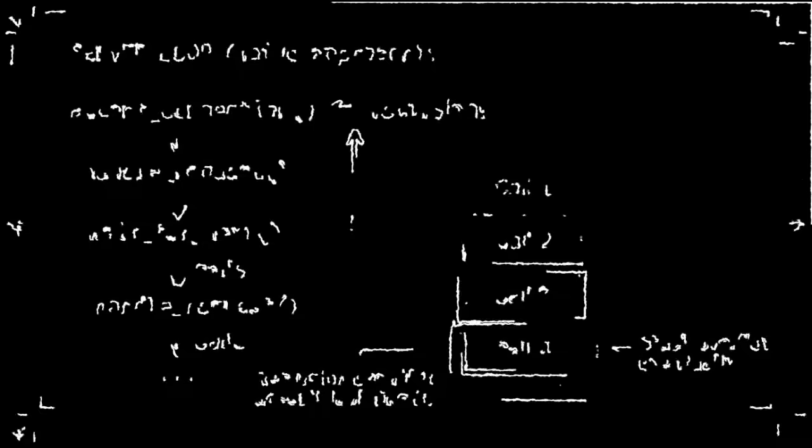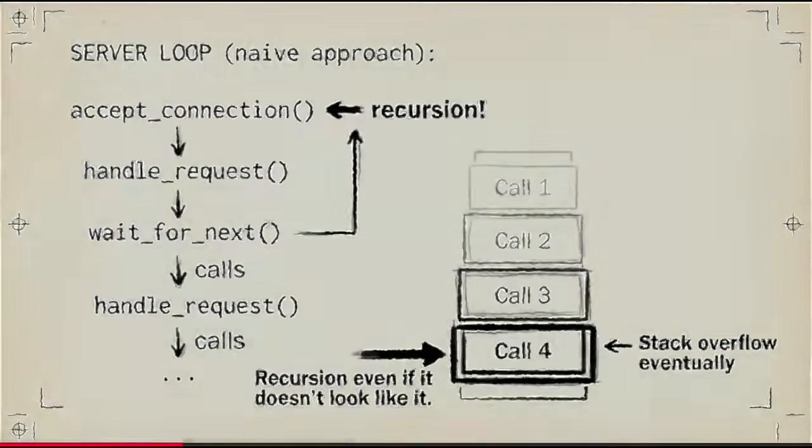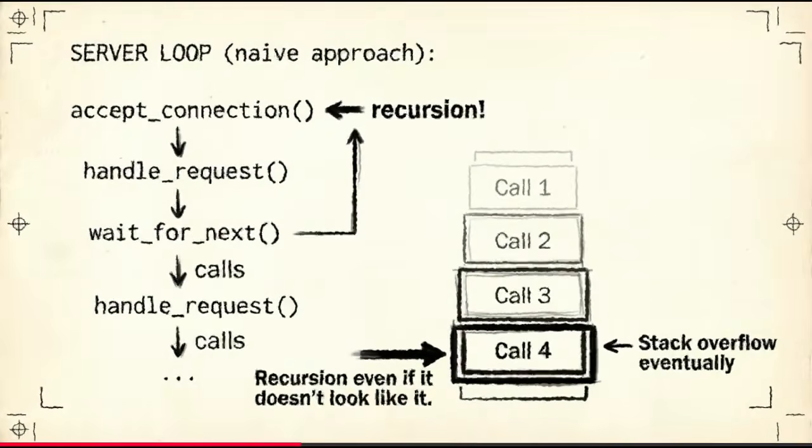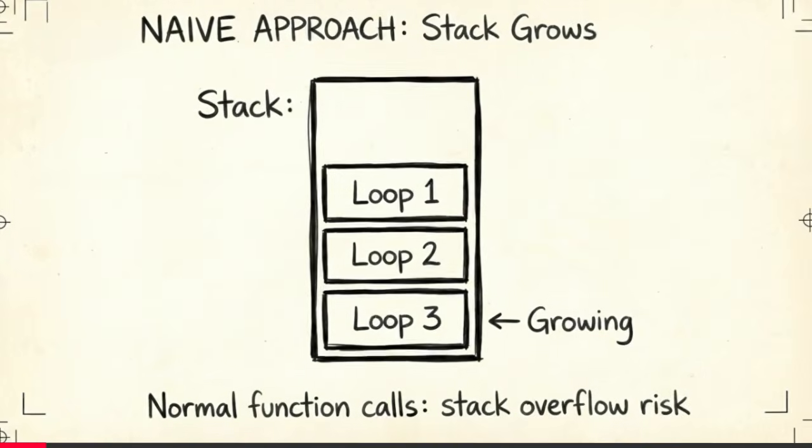Okay, so imagine a server loop that accepts a connection, handles it, and then waits for the next one. If co_await just called the next coroutine's resume function like a normal function call, you'd be adding a stack frame every single time, one on top of another. It's recursion, even if it doesn't look like it. And eventually, boom, stack overflow.